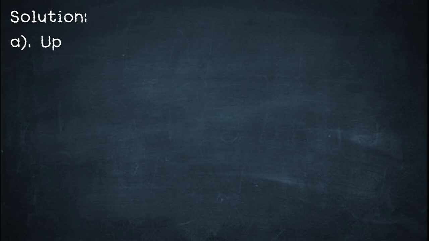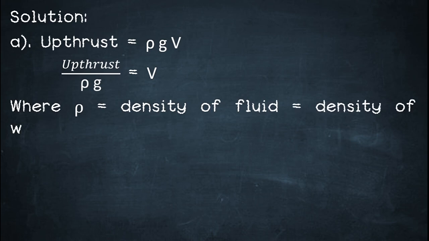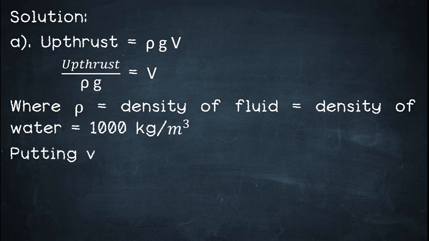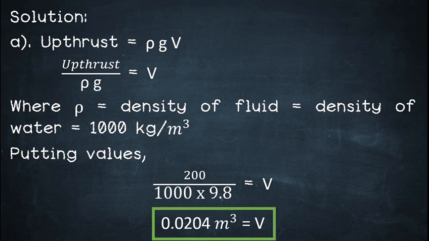Firstly, part A, in which we will use the formula upthrust is equal to rho gV. Rearranging the formula, we will have upthrust divided by rho g is equal to V. The important thing is the density here is the density of the fluid, and as the fluid is water, so density will be 1000 kilogram per meter cube. Putting the values, we will have the result 0.0204 meter cube is equal to the volume. Value of g is known to you, that is 9.8.